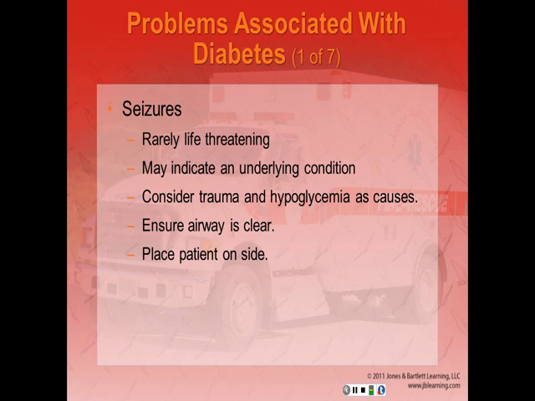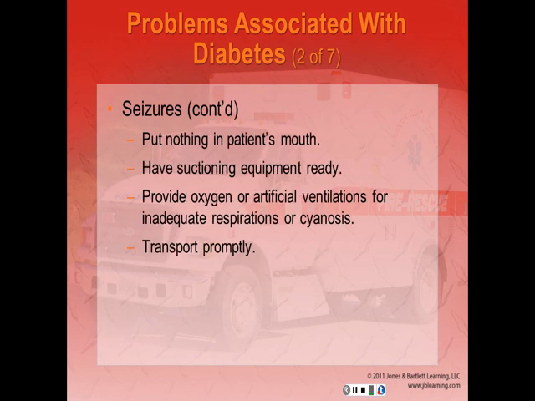Ensure that the patient's airway is clear and place them on their side, if there's no possibility of C-spine trauma. Put nothing in the patient's mouth. For example, a bite stick or oral airway would be inappropriate. Have your suctioning equipment ready in case they vomit. And if the patient is cyanotic or appears to be breathing inadequately, provide oxygen and artificial ventilations and transport.